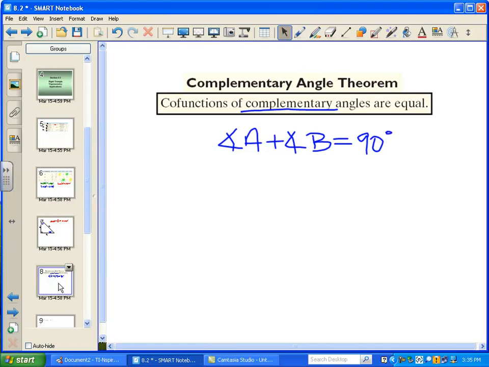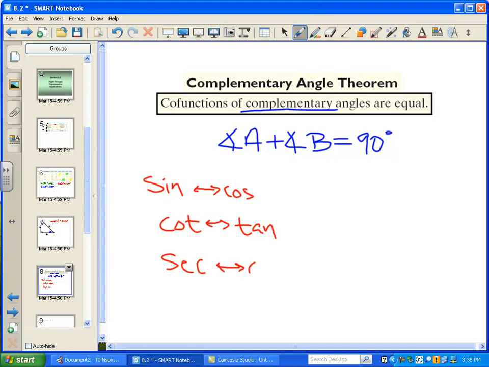And if you remember this back from geometry, there was complementary and then there was supplementary. So we're talking about complementary angles, two angles that add up to 90 degrees. The cofunctions of those angles are equal. So the cofunctions would be like sine and cosine, which are related to one another. We already saw that. And then cotangent and tangent. And finally, secant and cosecant.